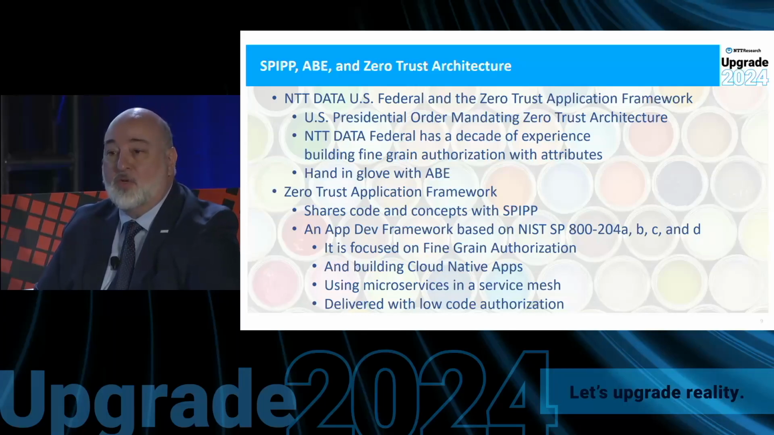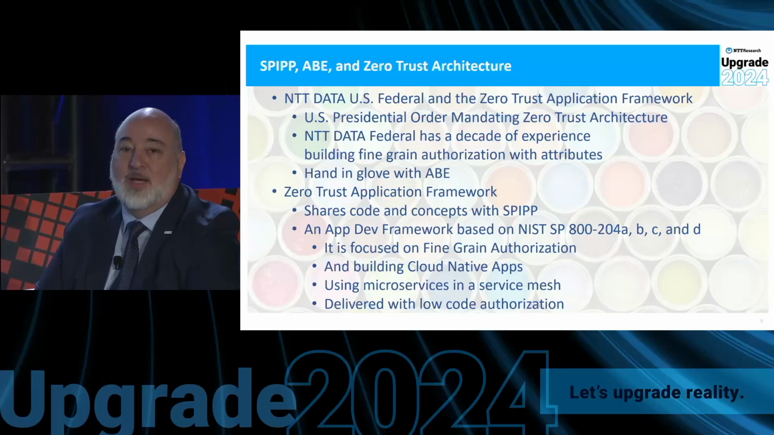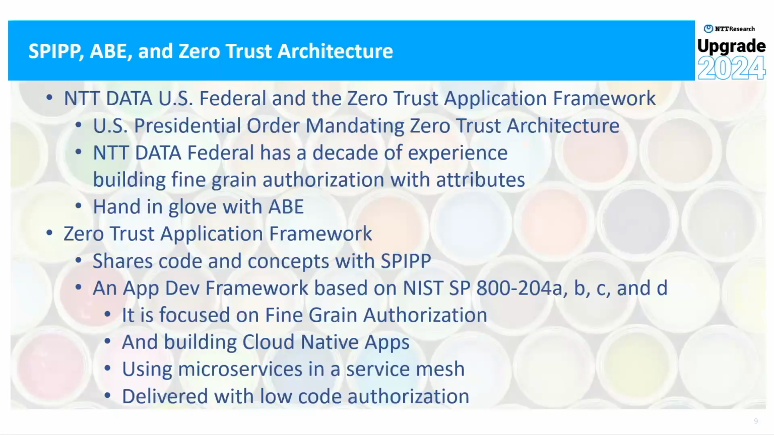So I'm going to talk real quickly about our Zero Trust Application Framework. That framework is based on NIST, the National Institute of Standards, Special Publication 800-204, and that publication has 4 parts, A, B, C, and D. It talks about how to build fine-grained authorization in cloud-native apps with a service mesh and microservices, and we deliver it with low-code authorization.